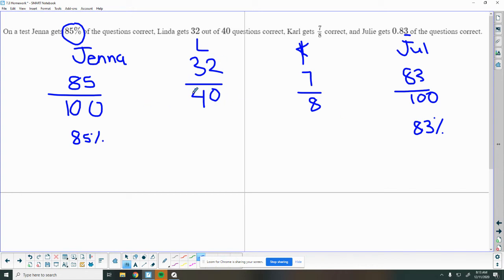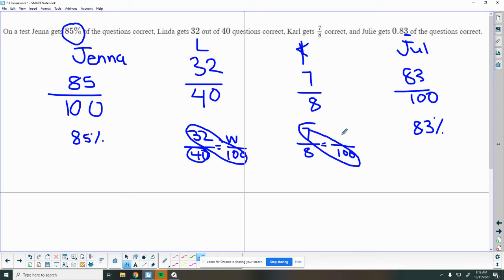So we need to change Linda's into a percentage. She got 32 out of 40, and I want to know what percent she got out of 100. So we can multiply and divide, and that will tell us Linda's percent. Then Carl had 7 out of 8, which we want to turn into 100. So we'll do 7 times 100 divided by 8 to see what percent Carl got.